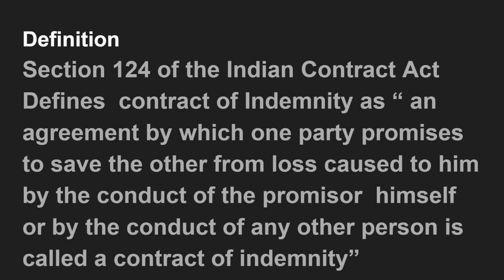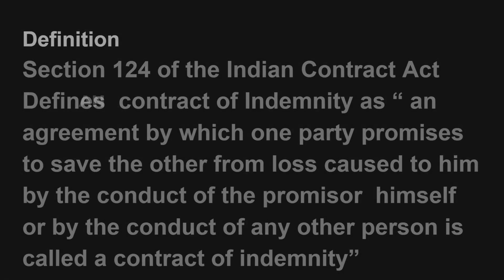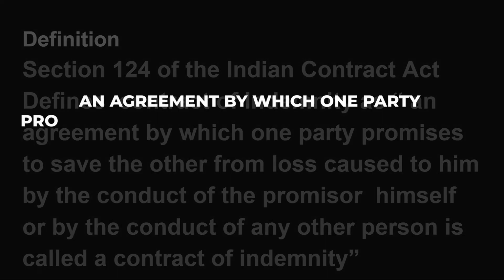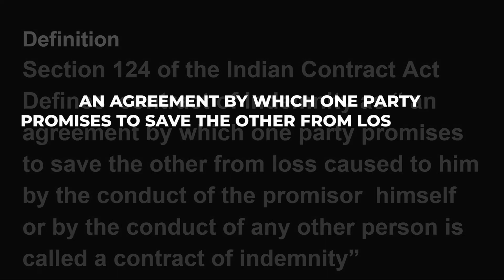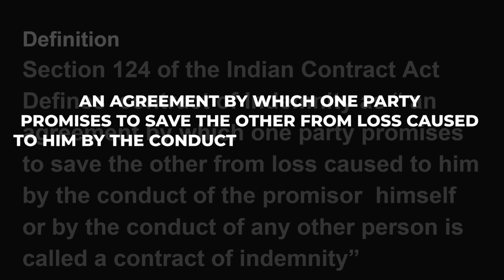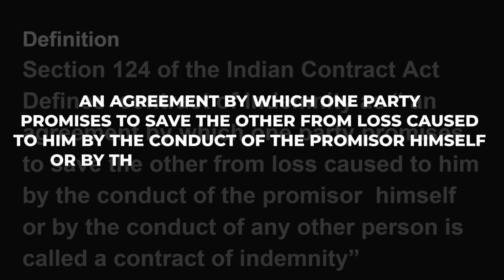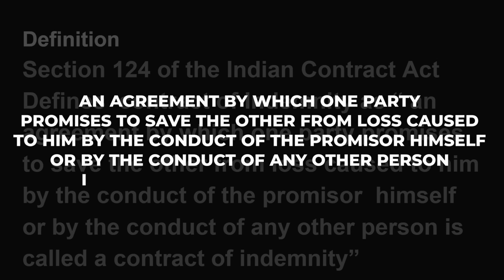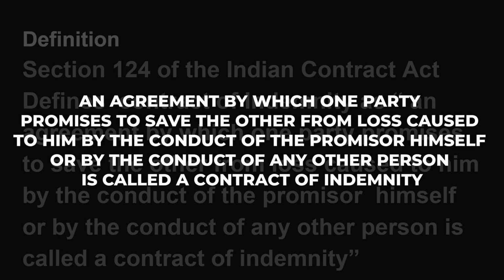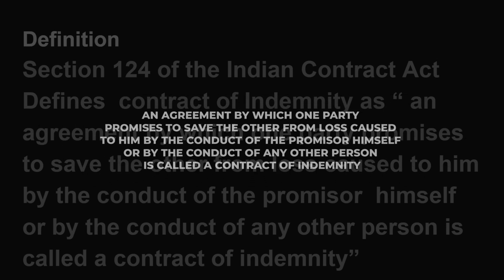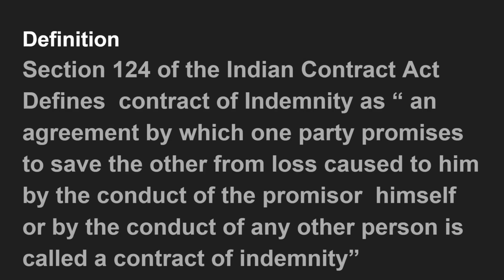Now the definition. Section 124 of the Indian Contract Act defines a contract of indemnity as an agreement by which one party promises to save the other from loss caused to him by the conduct of the promiser himself or by the conduct of any other person. Either your own risk or a problem related to a third party. So that is the contract of indemnity.